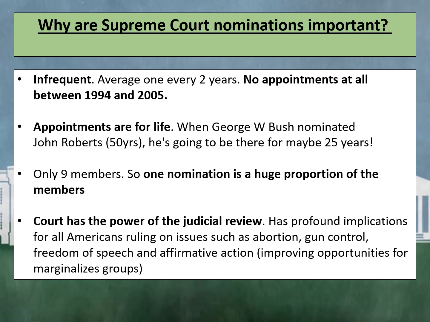It's also important because appointments are for life. When George W. Bush nominated John Roberts, he was 50 years old, and it's possible that he could be there for another 25 years. There are only 9 members, so one nomination is a huge proportion of the members. This is hugely important. The court also has the power of judicial review.